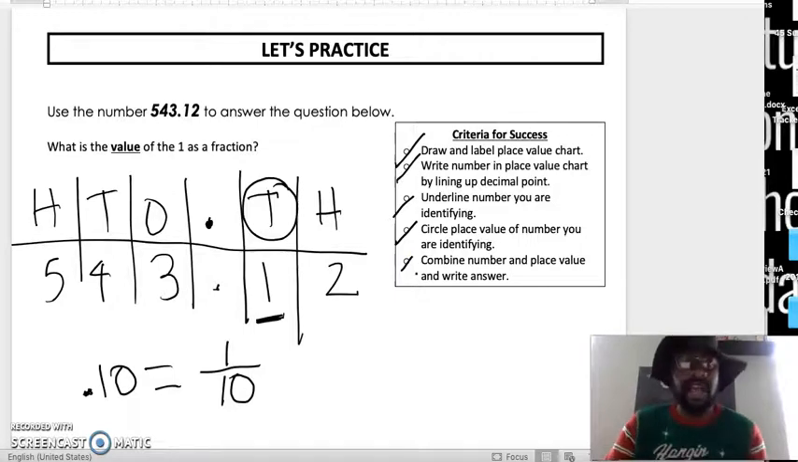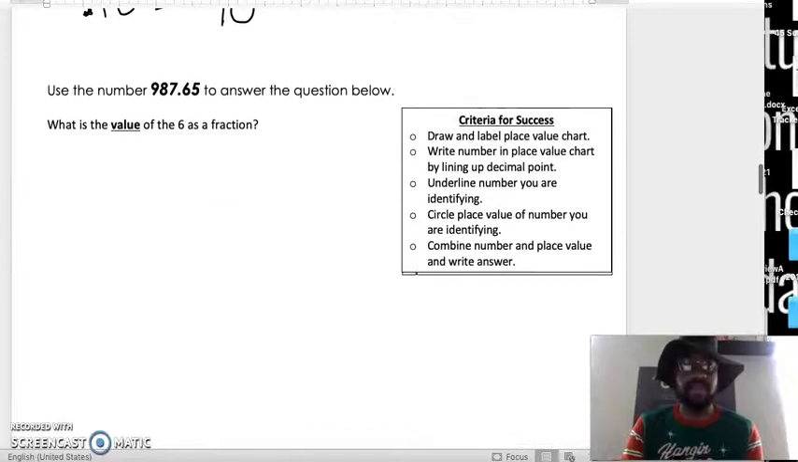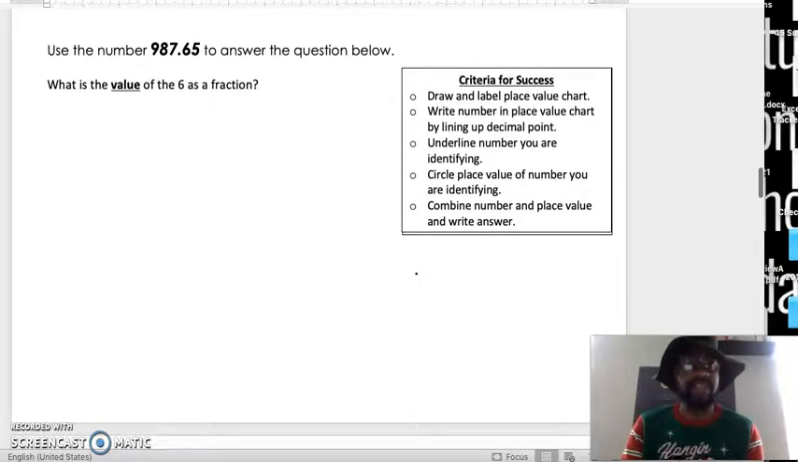The trick here, scholars, is to make sure that when you say the number and the place value, that's what you are going to write. We write it just like we say it. Another example, use 987.65 to answer what is the value of 6 as a fraction.